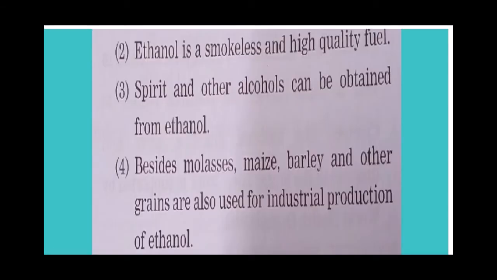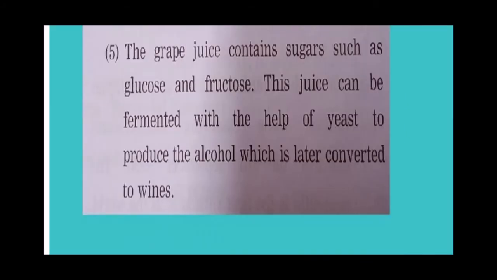Ethanol is a smokeless and high-quality fluid. Spirit and other alcohols can be obtained from ethanol. Besides molasses, maize, barley and other grains are also used for industrial production of ethanol. The grape juice contains sugars such as glucose and fructose. This juice can be fermented with the help of yeast to produce the alcohol which is later converted to wines.